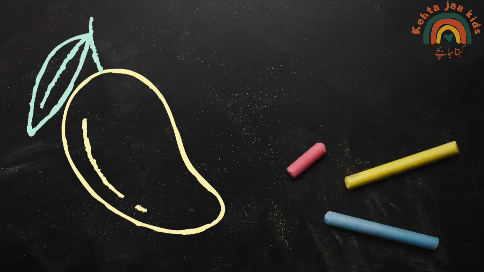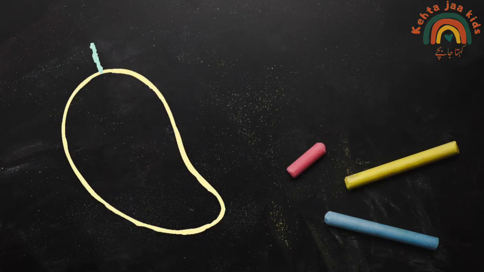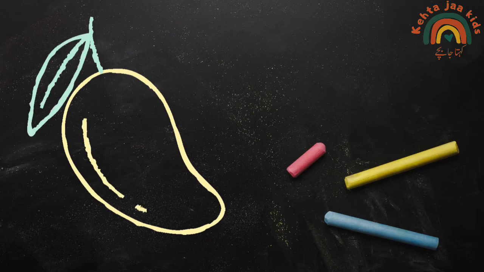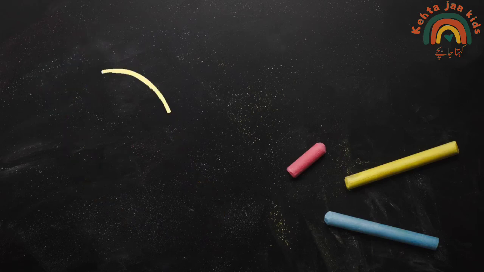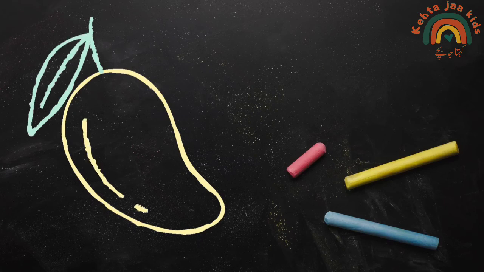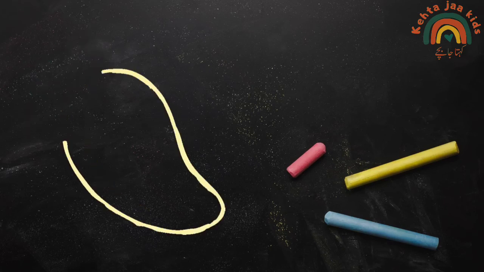Which fruit is this? This is a mango. मैंगो को उर्दू में क्या कहते हैं? आम. मैंगो, आम.